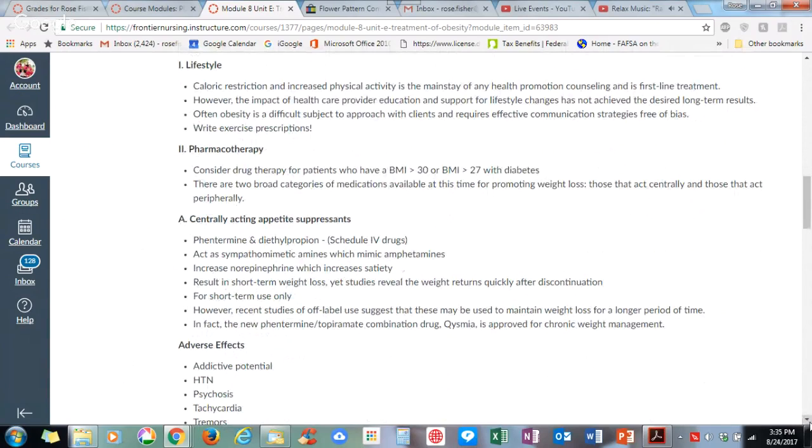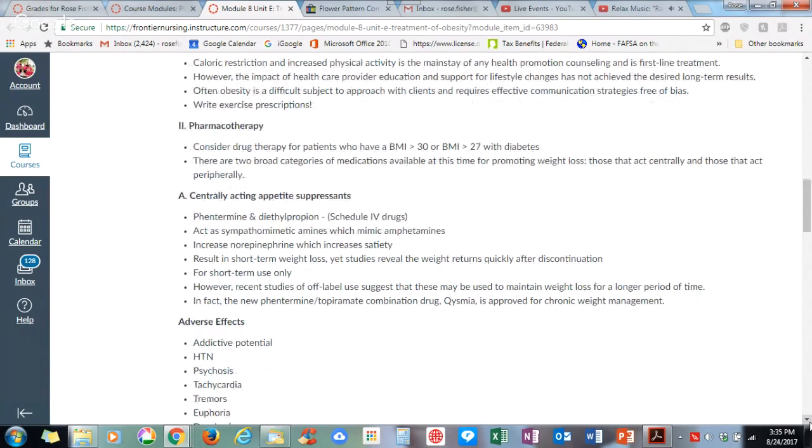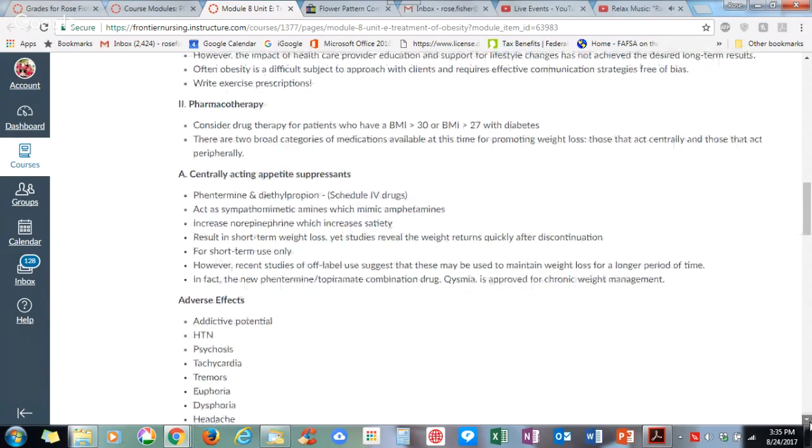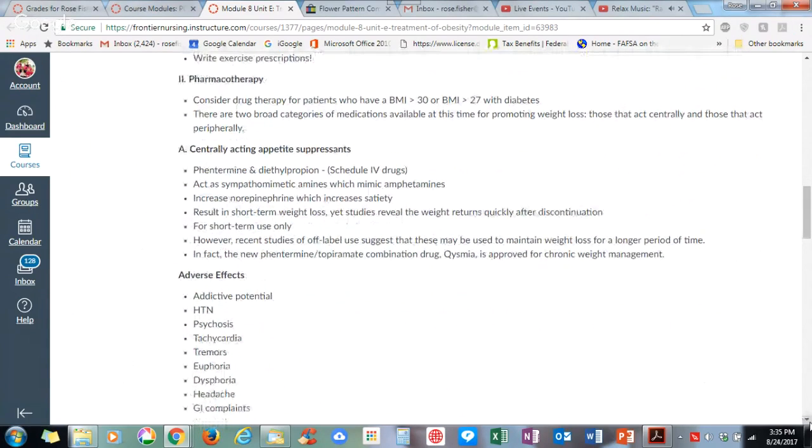Caloric restriction and increased physical activity is the mainstay of any health promotion counseling and its first line of treatment. However, the impact of healthcare provider education and support for lifestyle changes has not achieved desired long-term results. Often, obesity is a difficult subject to approach with clients and requires effective communication strategies free of bias. Exercise prescriptions. Pharmacotherapy: consider drug therapy for patients who have a BMI greater than 30, or greater than 27 with diabetes.